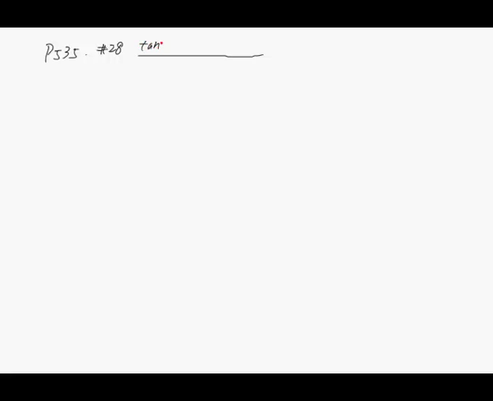Tangent of 5 pi over 12 minus tangent of pi over 12, divided by 1 plus tangent of 5 pi over 12 times tangent of pi over 12.